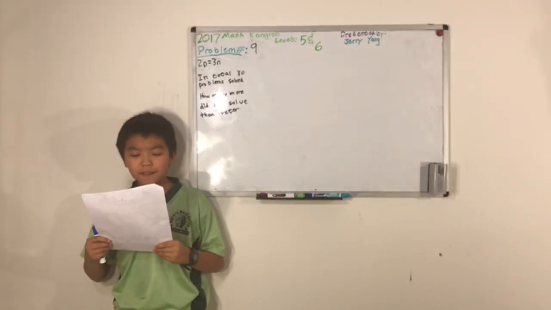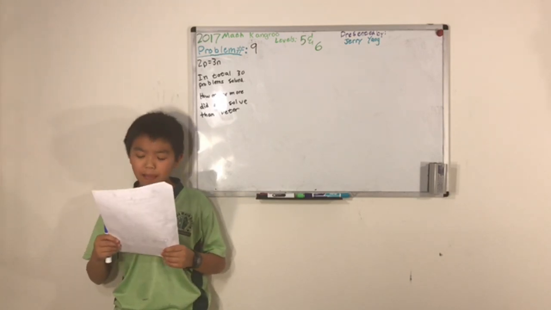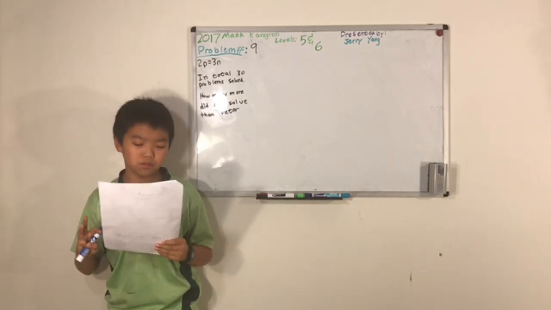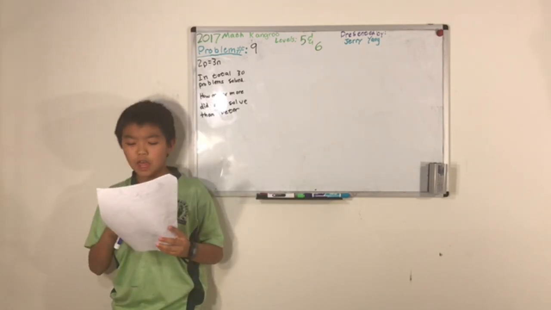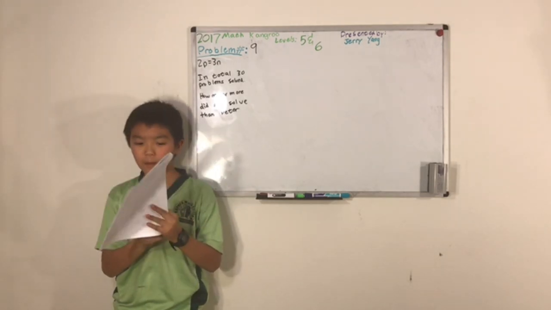Problem 9. In the time it takes Peter to solve 2 problems for the Math Kangaroo competition, Nick manages to solve 3 problems. In total, the boys solved 30 problems. How many more problems did Nick solve than Peter?